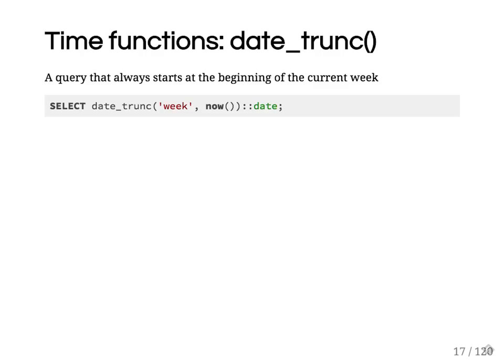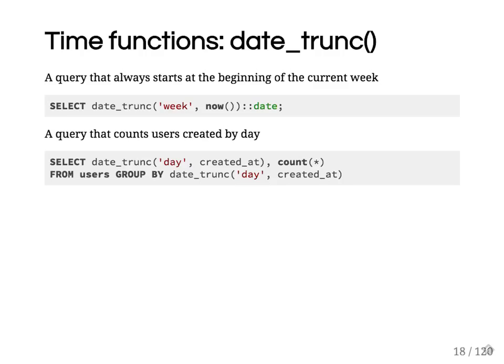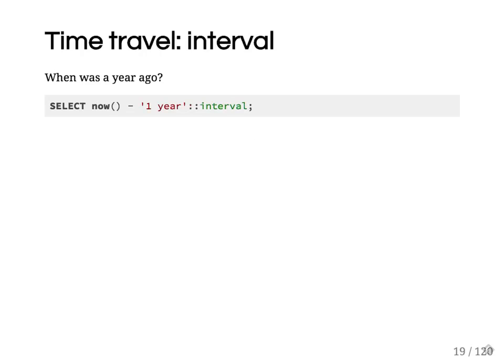Selecting date_trunc to the week of now will always give you a timestamp from the beginning of the week. This is useful for grouping queries and so on. So here's an example of a query where we're grouping users by day and doing a roll-up on that.